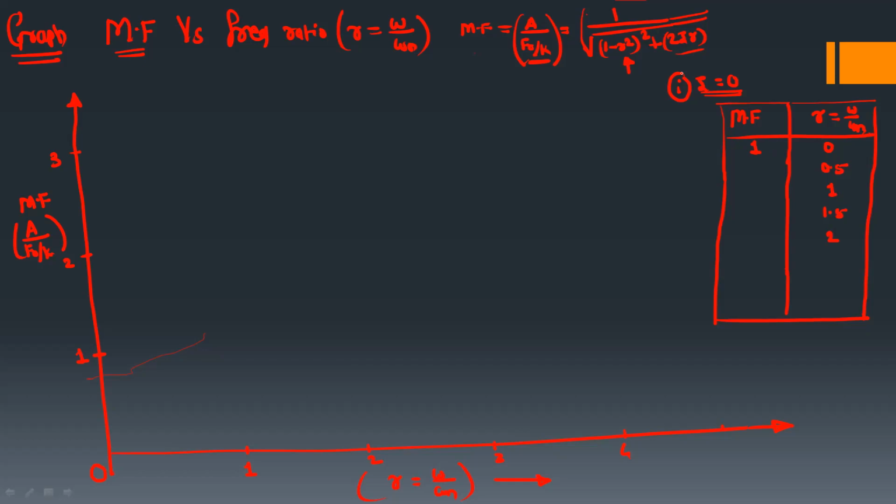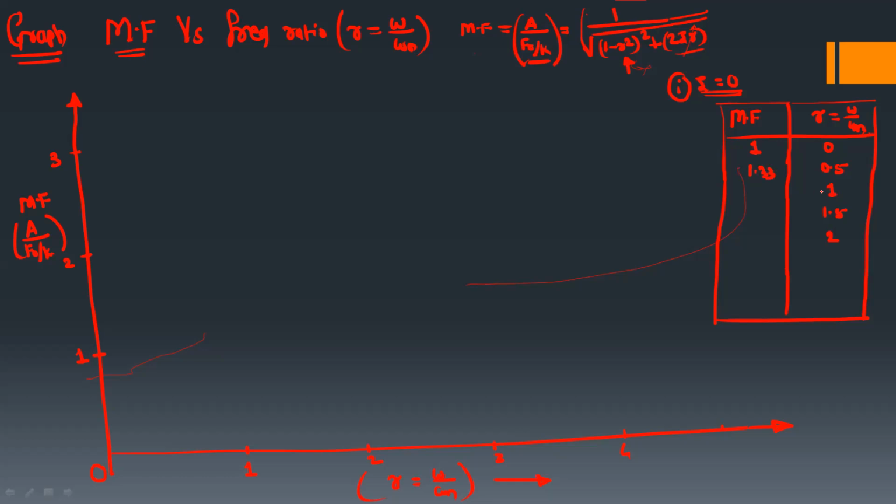Okay. Select the second value 0.5. Zeta is 0. So this function already 0. Just put the value R 0.5. So you will get the value. Let's try to calculate this value. So this is 1 upon square root 1 minus 0.5 square bracket square. So we will get the value as 1.33.